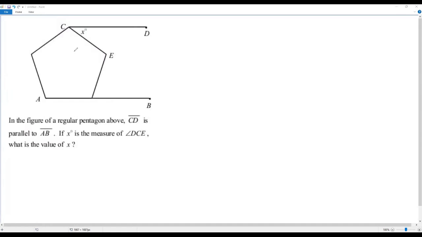Okay, the given figure is a regular pentagon. Since it's a regular pentagon, the measure of each interior angle will be the same. And also here, let's consider the angle measure here. This is an exterior angle of this regular pentagon.